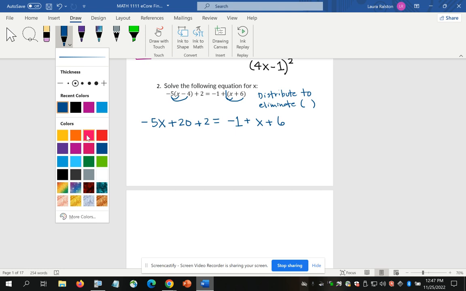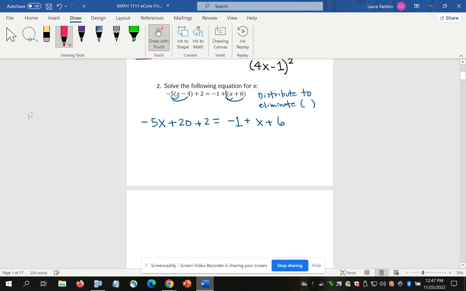Then on each side of the equal sign, I'm going to combine like terms. So I would have negative 5x, 20 plus 2 is 22, equals x, then I have negative 1 plus 6, which is going to be plus 5.